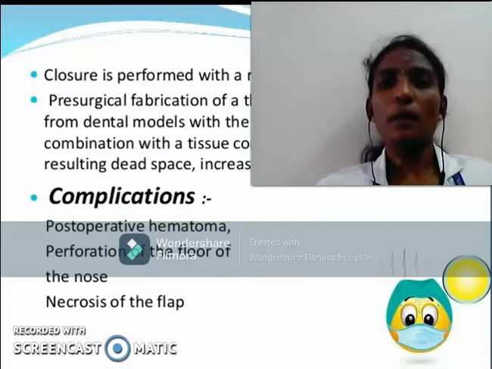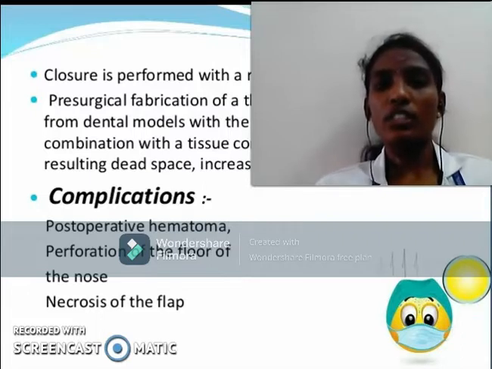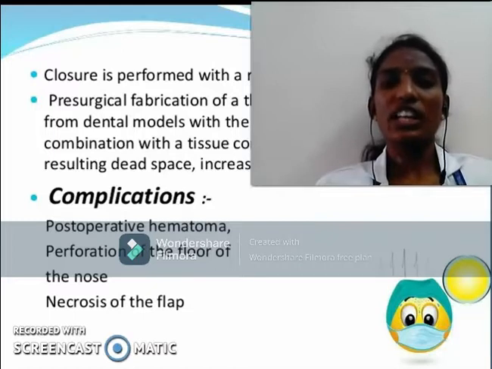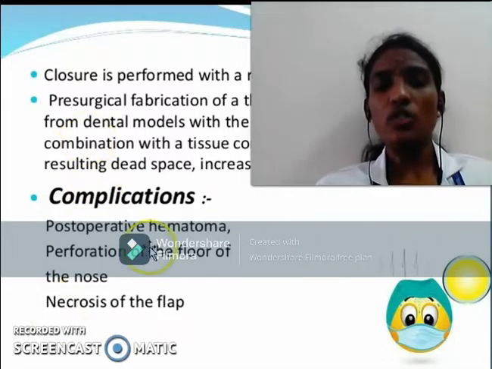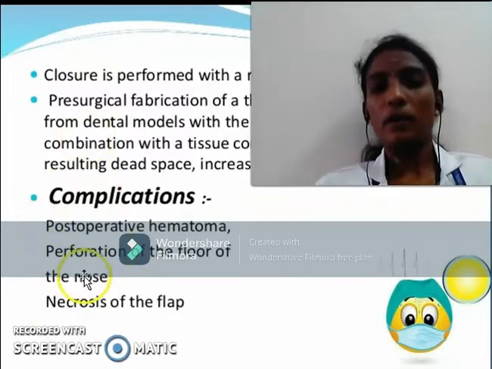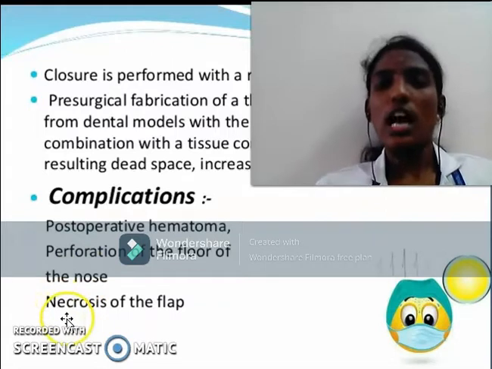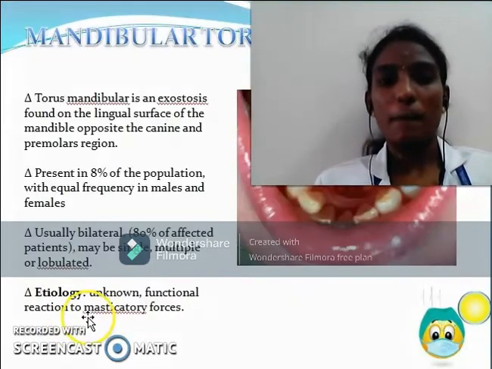Pre-surgical fabrication of a thermoplastic stent made on a dental model with the defect removed, in combination with a tissue conditioner, helps to eliminate dead space and increases patient comfort. The complications of torus removal are post-operative hematoma, perforation of the floor of the nose, and necrosis of the flap.